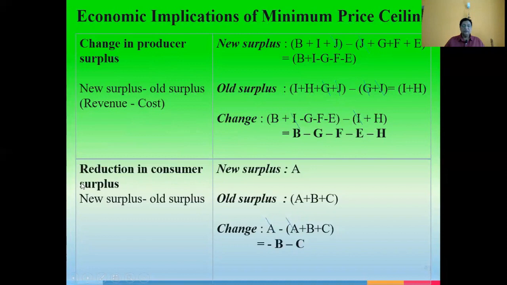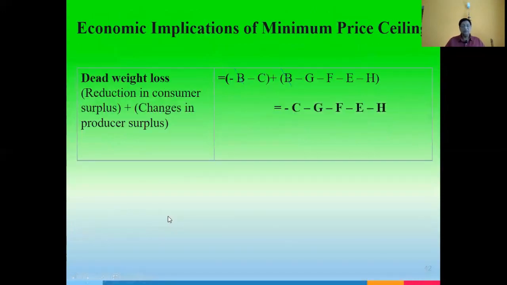Then the reduction in consumer surplus is very straightforward. New consumer surplus is A, old surplus is A, B, C. Then the change in consumer surplus is the difference between new and old surplus, A minus B minus C, then the ultimate result is minus B minus C, the reduction in consumer surplus.